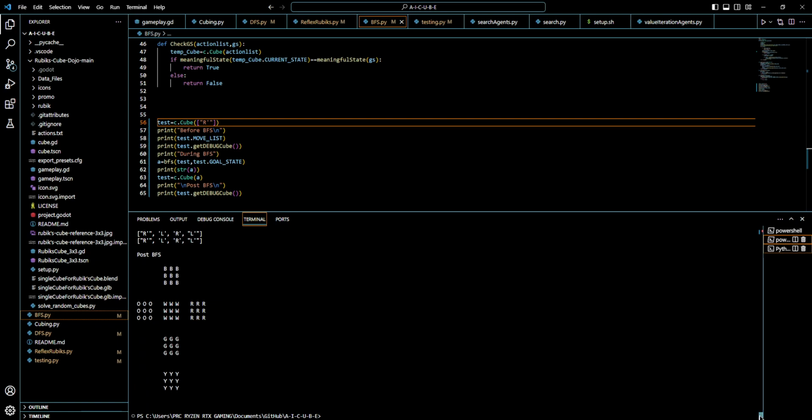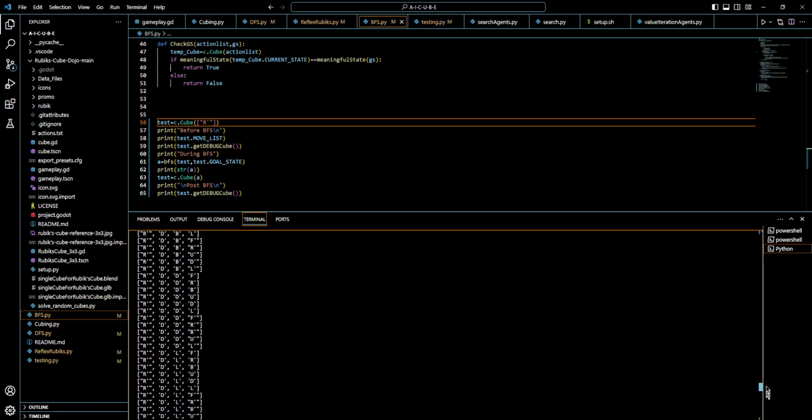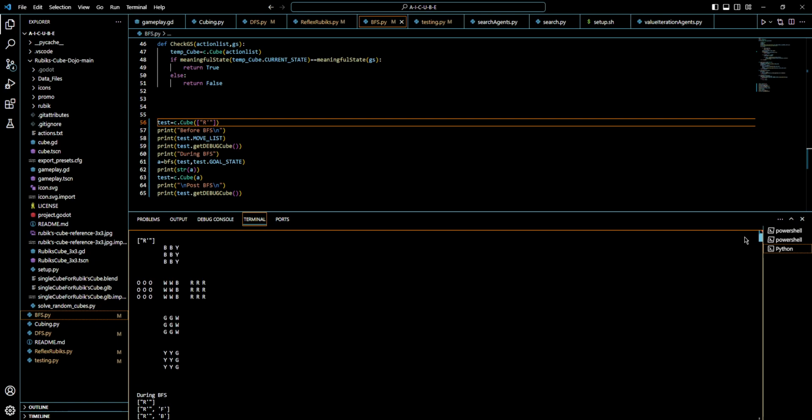Alright, so here we have it post BFS. As you can see, it's clearly solved. All the colors are on their individual sides. And then, as you saw it scrolling down, the different permutations we took. But if we scroll all the way up, we can see the position that it starts with one right prime, which would be a counterclockwise right side rotation.